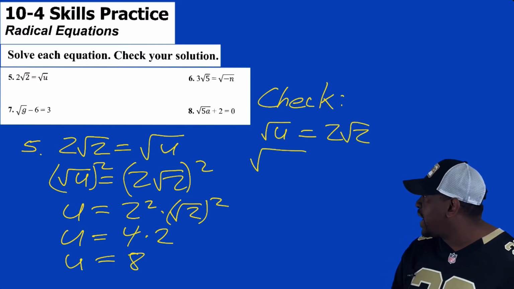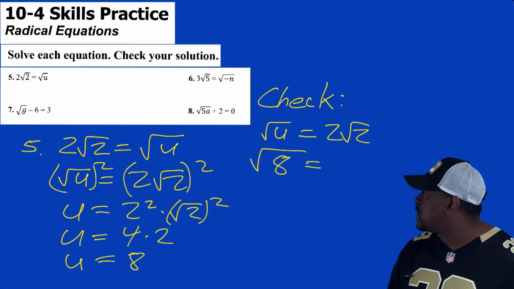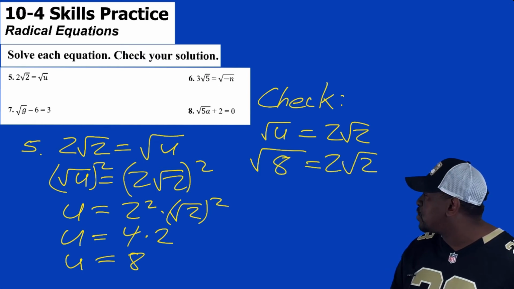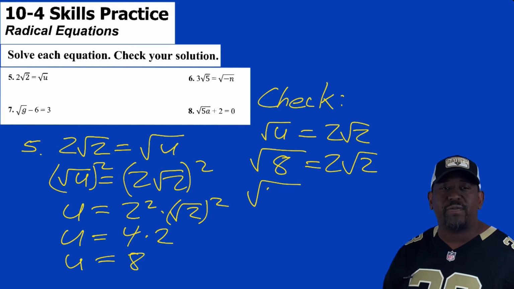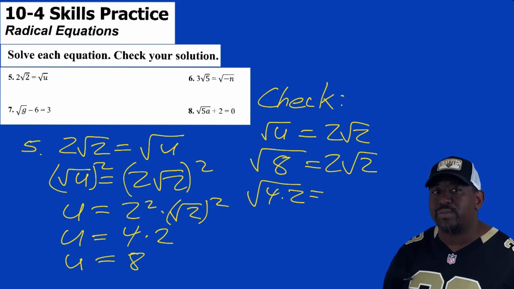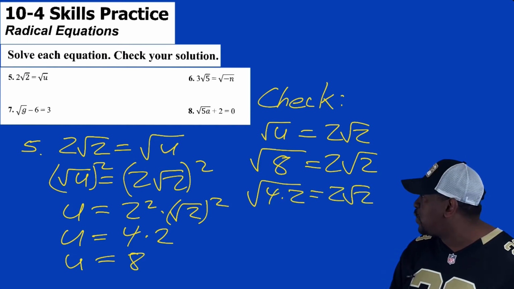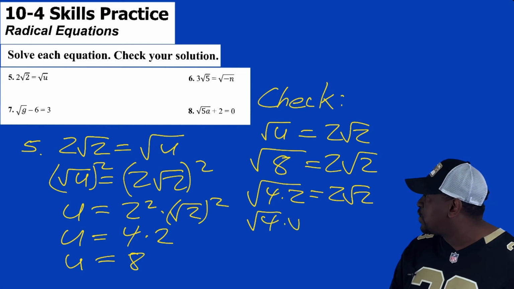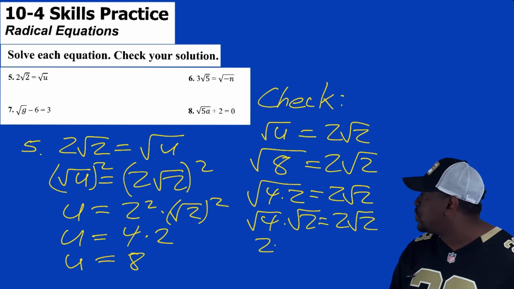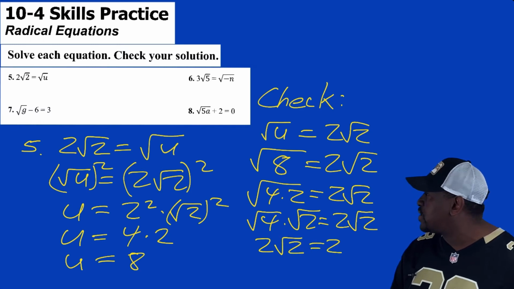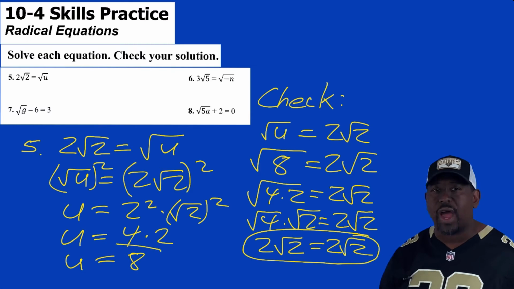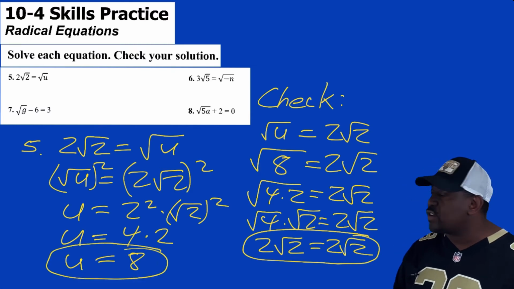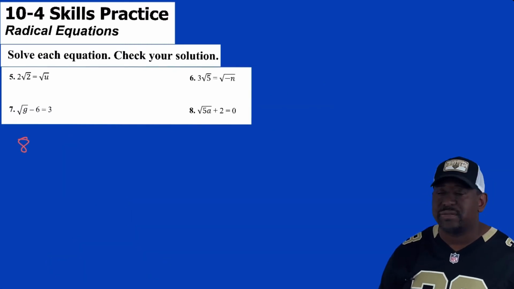We substitute 8 for u. We get the square root of 8 equals 2 times the square root of 2. We can simplify 8 because it has a perfect square factor, which is 4. We change that to the square root of 4 times 2. We take the square root of each of those factors, and we end up simplifying that to 2 times the square root of 2, which is equal to 2 times the square root of 2 on the right. So that checks out, and so u is equal to 8.